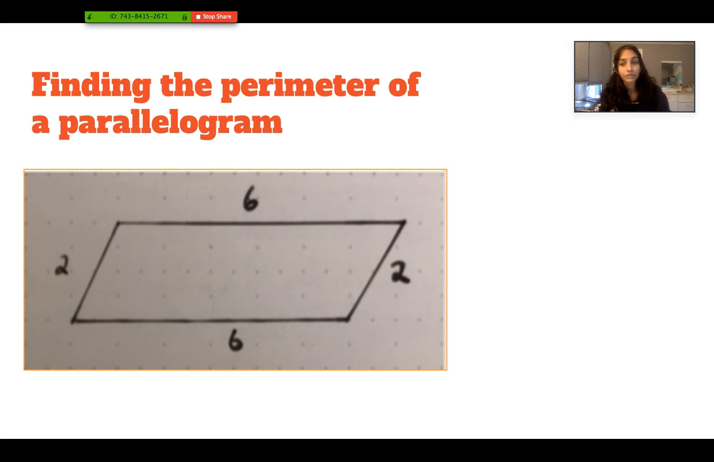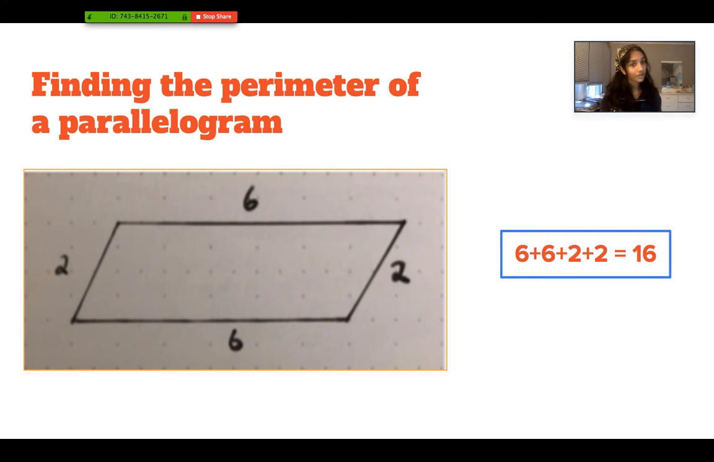Now we're going to find the perimeter of a parallelogram. In this, the side lengths are 6 and 2. So, to find the perimeter, we add them all up. 6 plus 6 plus 2 plus 2 is equal to 16. The perimeter of this parallelogram is 16.